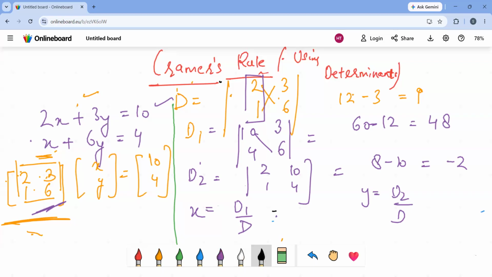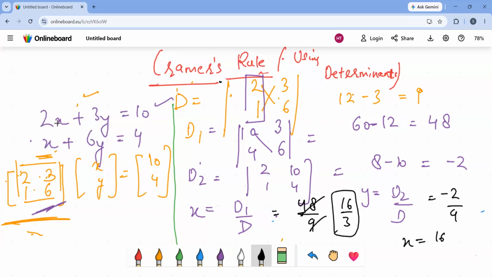Right? So for D1 by D, what is D1? It is 48 over 9. We just cancel out and it becomes 16 by 3. And what is D2 by D? It's minus 2 over 9. So minus 2 over 9 is my final value. We can't solve it further. So my x is 16 by 3 and y is minus 2 by 9.